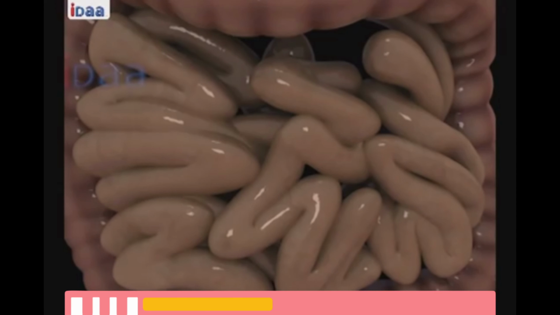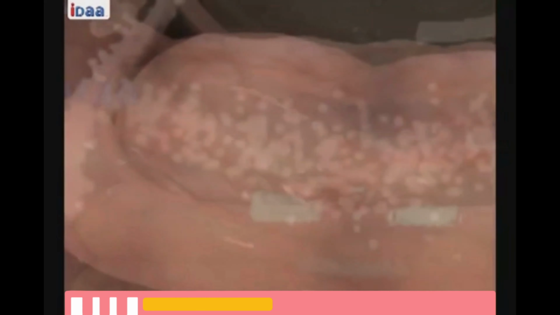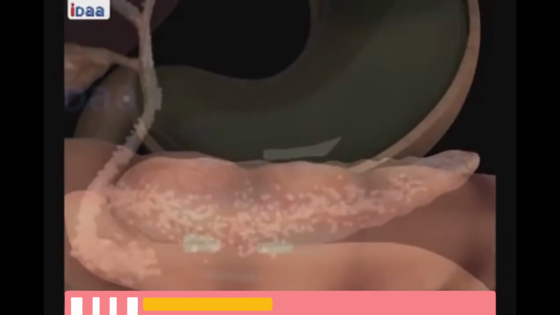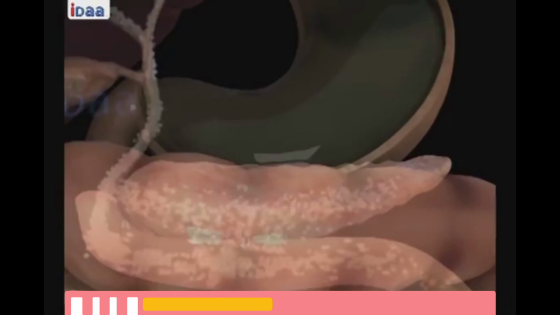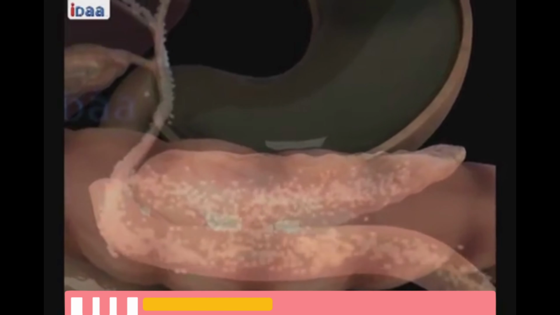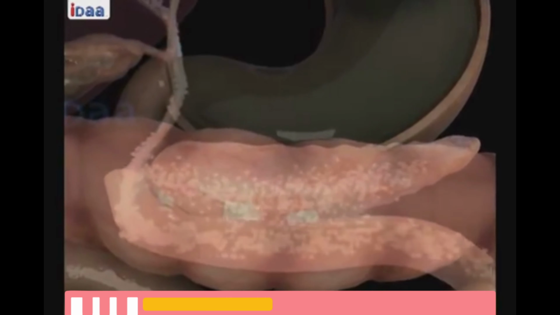Small intestine. The small intestine is a highly coiled structure and is about 7.5 meters long. As soon as the small intestine receives food from the stomach, the digestive juices from the liver and pancreas are mixed into it.